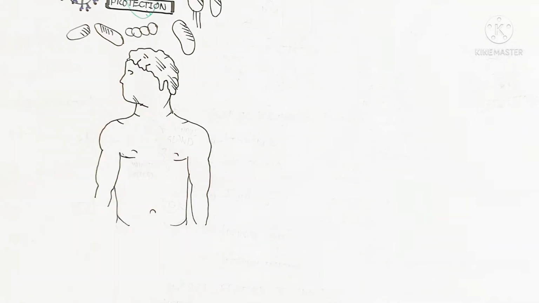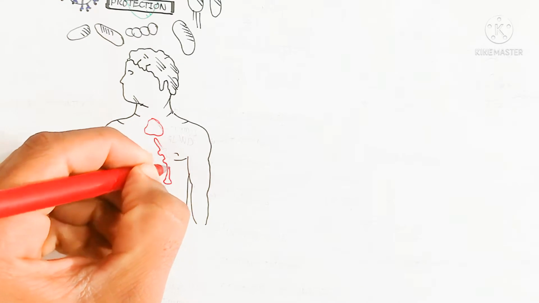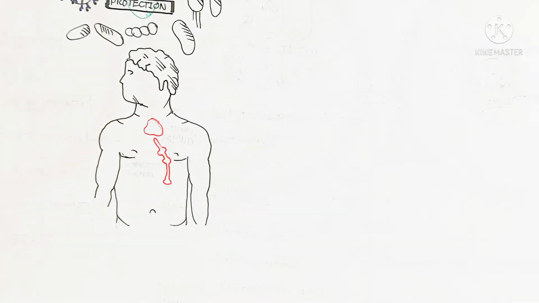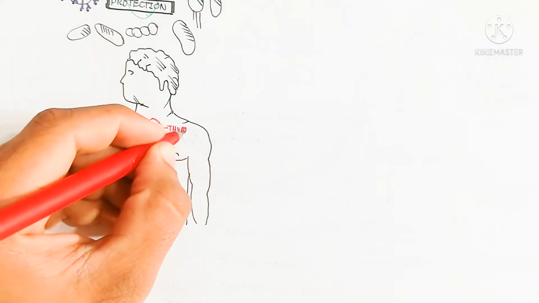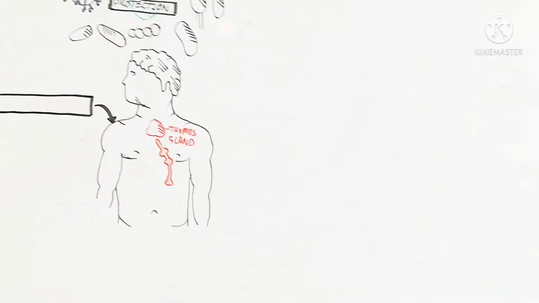For example, the different types of immune system. Here is the person, which contains skin. Inside is the thymus gland, which is very important for the immune system, and the lymphatic duct, lymphatic system, and lymph node, which are also part of the lymphatic system.